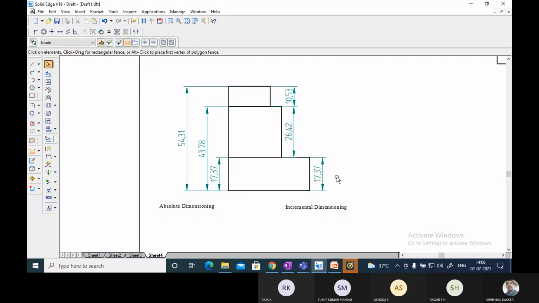See, in this case, I'm giving the introduction. This will become very important for you to write the program. Now, there are two ways of doing the dimensioning. One is absolute dimensioning and another one is incremental dimensioning.